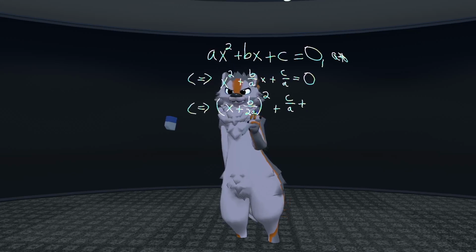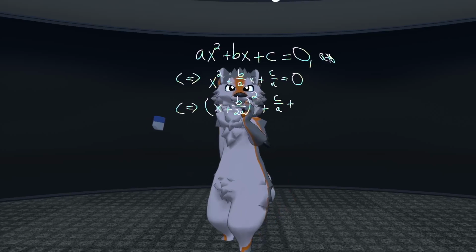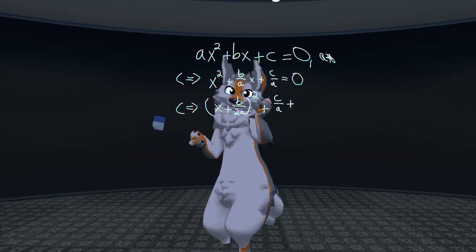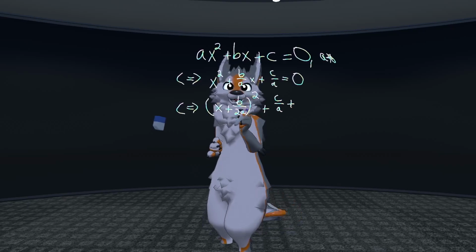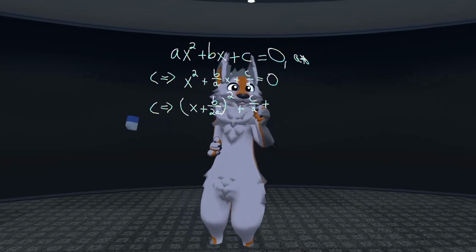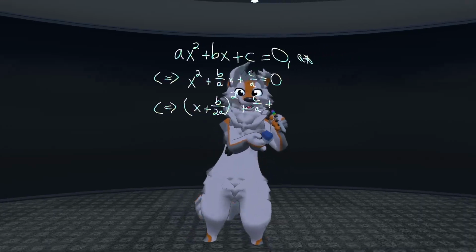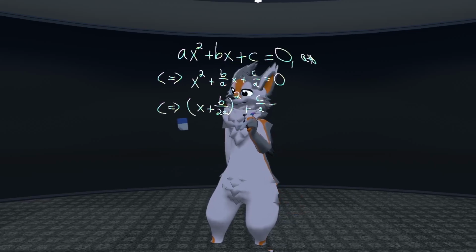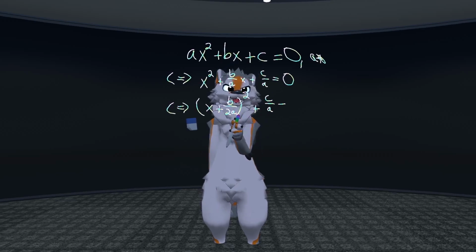But now let's think about this. Oh, my left controller just died for some reason. When we expand out the square of the binomial, we also get the square of this term. So we get b squared over 4a squared, right? So let me actually subtract that away here. Oh, I have no idea why my left controller is dying over here.